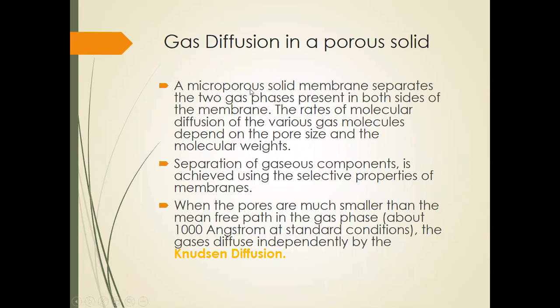Now, gas diffusion in a porous solid, on the other hand. In here you have a microporous solid membrane separating the two gas phases present on both sides of the membrane. The rates of molecular diffusion of the various gas molecules depend on the pore size and the molecular weights of the gases. Separation of the gaseous components is achieved using the selective properties of the membrane. When the pores are much smaller than the mean free path in the gas phase, about 1000 angstrom at standard conditions, the gases diffuse independently by Knudsen diffusion.